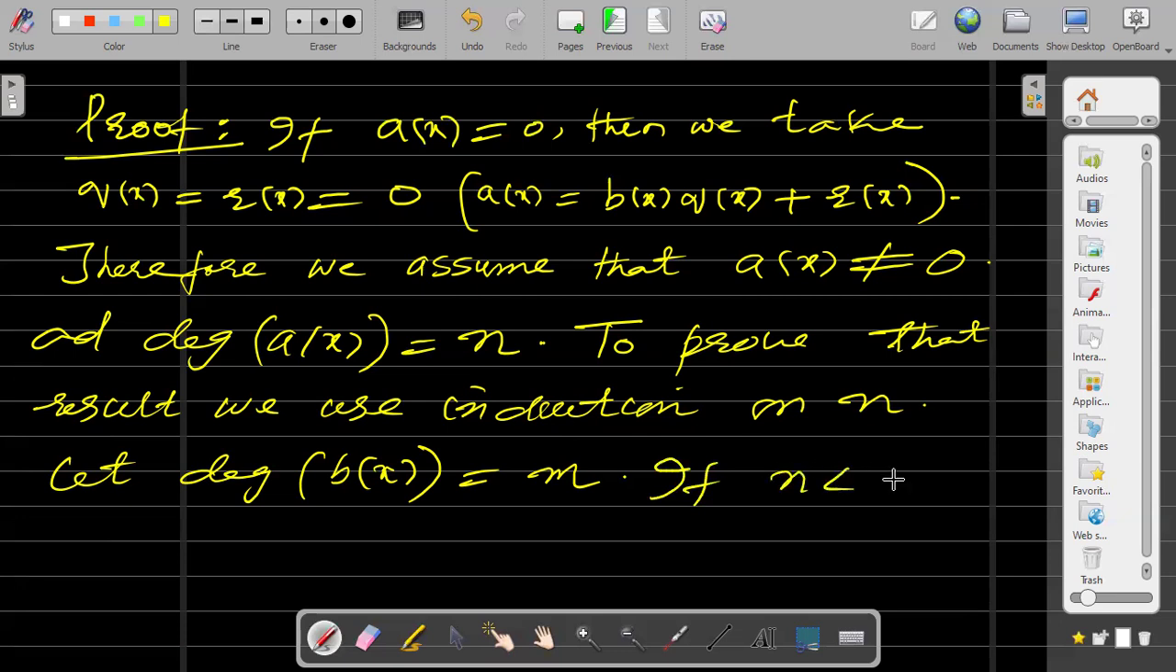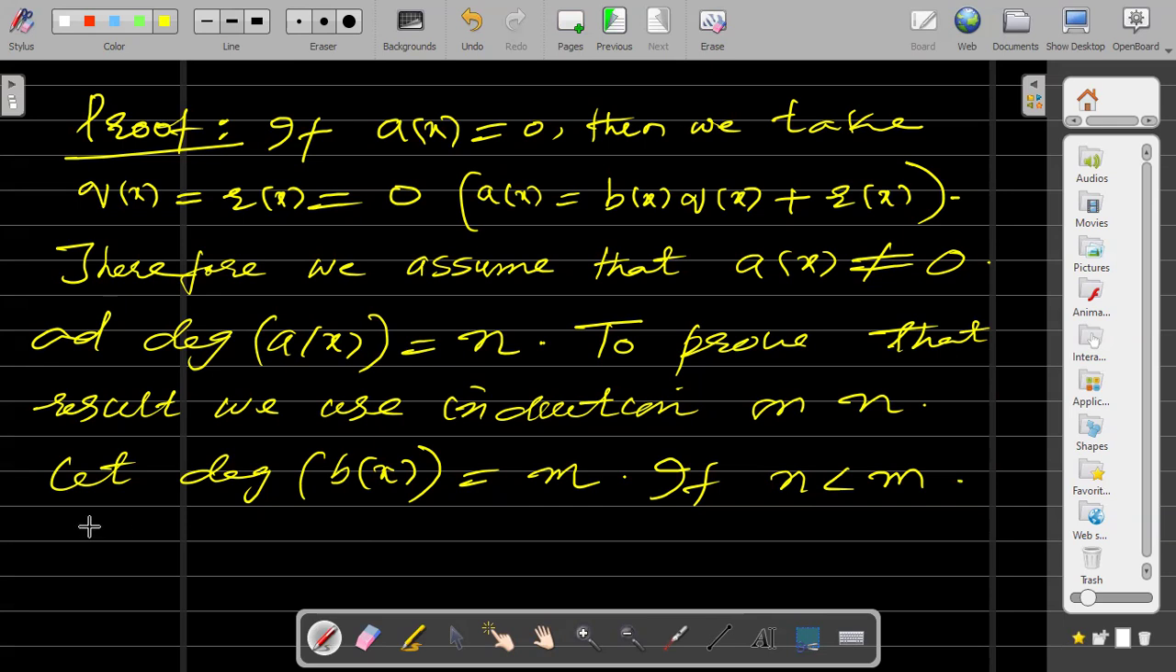n is less than m, meaning the polynomial you are dividing by has a degree greater than a(x), in that case also the result is trivial. So we will do induction only where n is less than or equal to m. OK, so if n is less than m, again the result is straightforward. How? In that case we take q(x) equal to 0 and r(x) equal to a(x), because the degree of r(x) is n and the degree of b(x) is m.